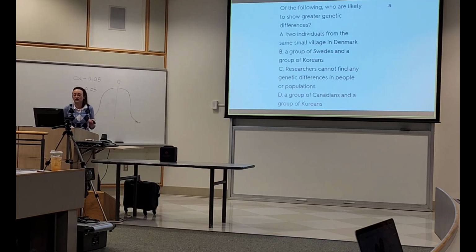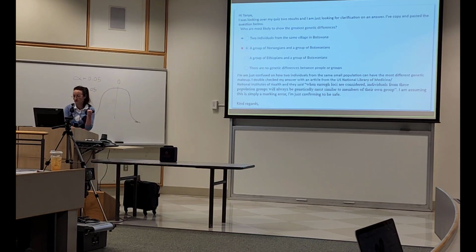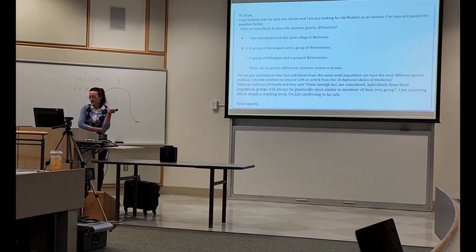And I used that on one of my tests, but as many instructors do, I changed the words so it's harder to Google, because I think all of those questions are out there. And a student wrote to me, she said, I'm looking over my quiz 2 results, and I'm looking for clarification. I'm confused about how two individuals from the same small population have the most different genetic makeup. I double-checked my answer with an article from the U.S. National Library of Medicine, and they said, when enough loci are considered, individuals from these population groups will always be genetically most similar to members of their own group.